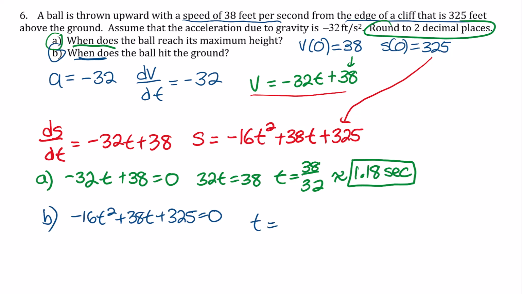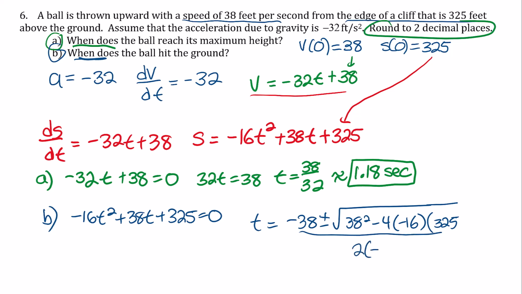So t equals negative b, so that's going to be negative 38 plus or minus the square root of b squared minus 4 times a, which is negative 16, times c, which is 325. And that's all over 2a, and a was negative 16. So we'll get out our calculator now and punch buttons. If we use the plus first from that quadratic formula, the positive one, it looks like we get a negative time. So that's not going to be the one that gives us the answer of when the ball is on the ground. So let's use the quadratic formula again, but use the negative there. And it looks like we get, to 2 decimal places, 5.85 seconds. So it's back on the ground in 5.85 seconds.